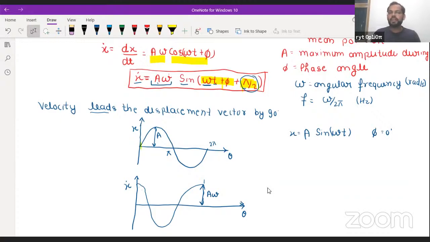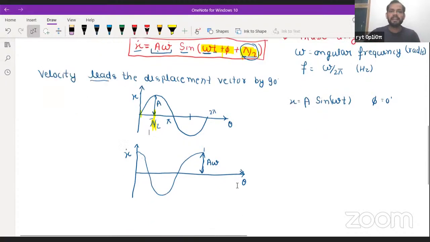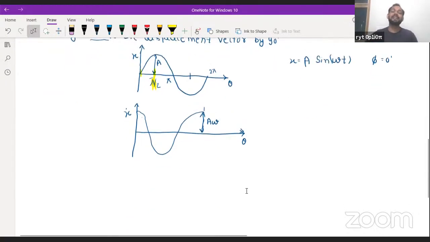As you know, this is 0 degrees, this is pi by 2, this is pi, this is 3 pi by 2, this is 2 pi. Because the velocity vector is leading the displacement by pi by 2, our velocity will start from here, and the graph will be something like this. And this is the maximum amplitude. I am explaining this term because you should have a clear understanding of the equation of motion. I will not explain it further because I hope this is clear to you.